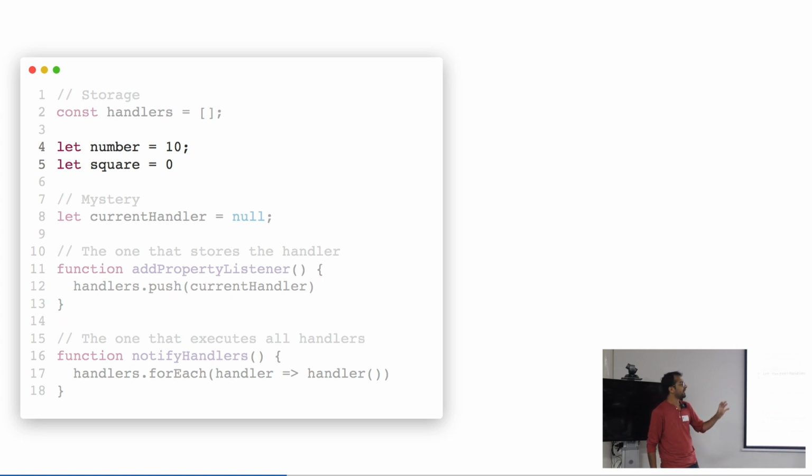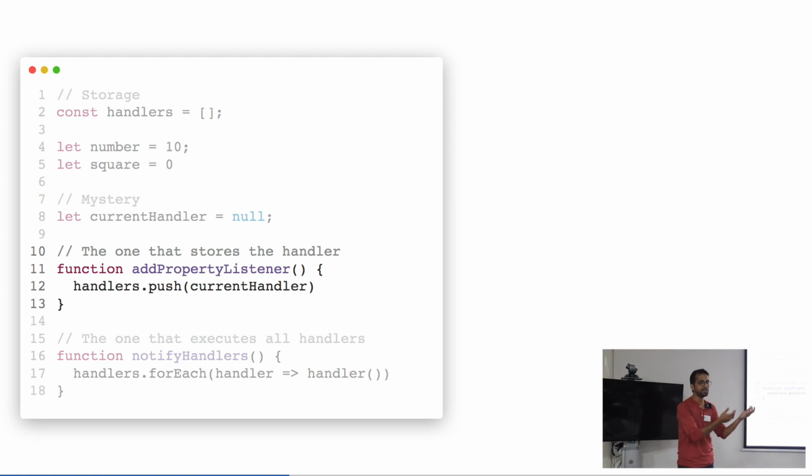and we have current handler set to null. Now why is this the case, we will see at a later point of time in the presentation, but assume that this is going to hold our handler for now. Then there is a function called add property listener. So it's exactly the same thing what add event listener does, but it works in a slightly different way. And what it does is simply pushes the current handler into the handlers array, right?